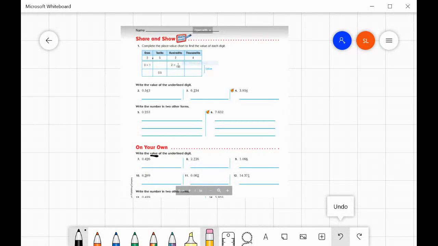All right. So I would like for you to go ahead and pause the video and then work out this page. And then when you're done, I want you to unpause it and then check your work. All right. So go ahead and pause.